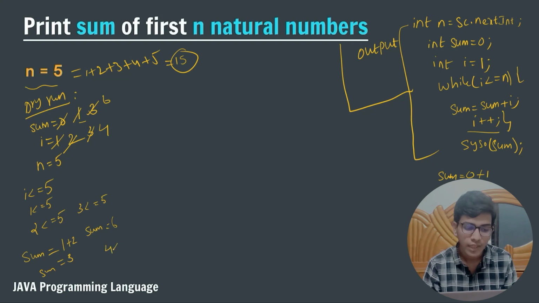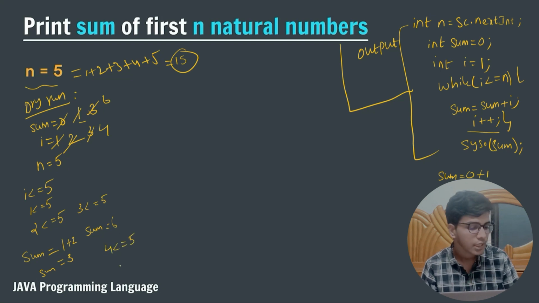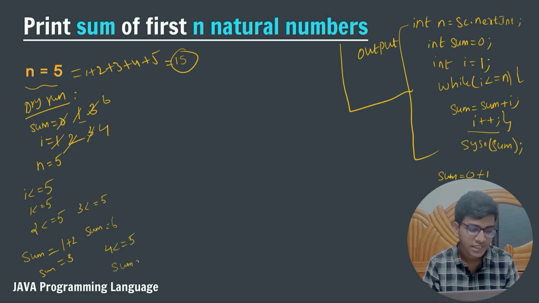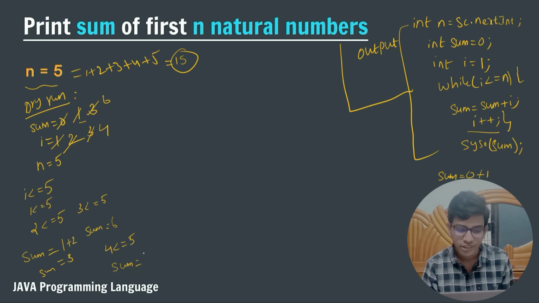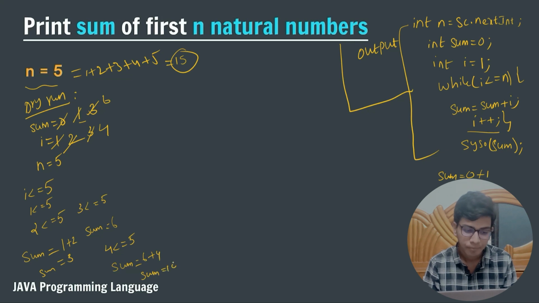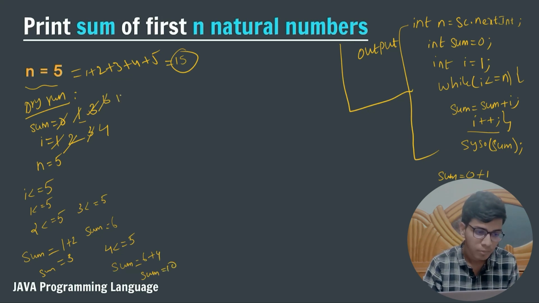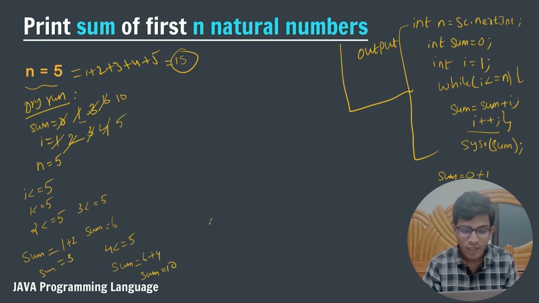After that, 4 is less than or equal to 5. Again the condition is true. So sum will become sum plus I, right? So our sum is now 6 and I value is 4. So sum will become 10 and I will be incremented by 1. So 5. And again this condition is true, that is I should be less than or equal to n.